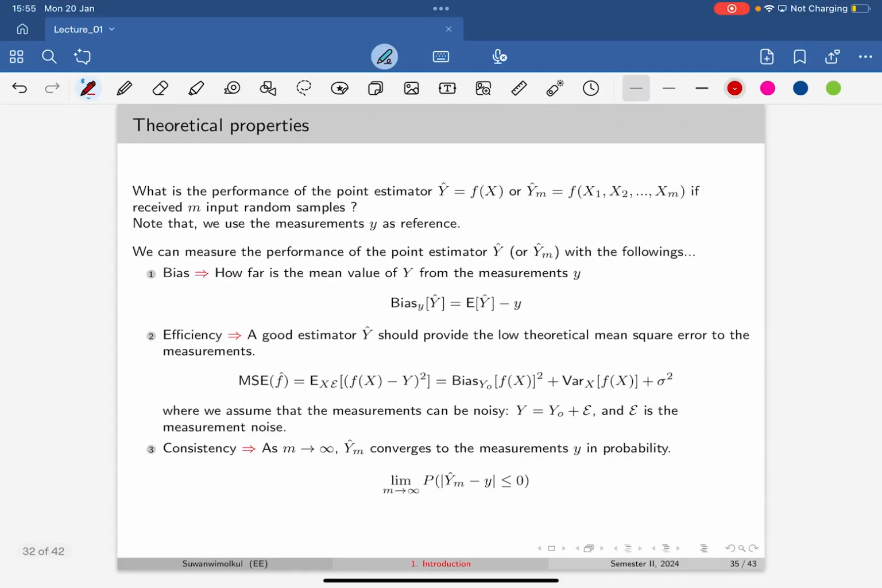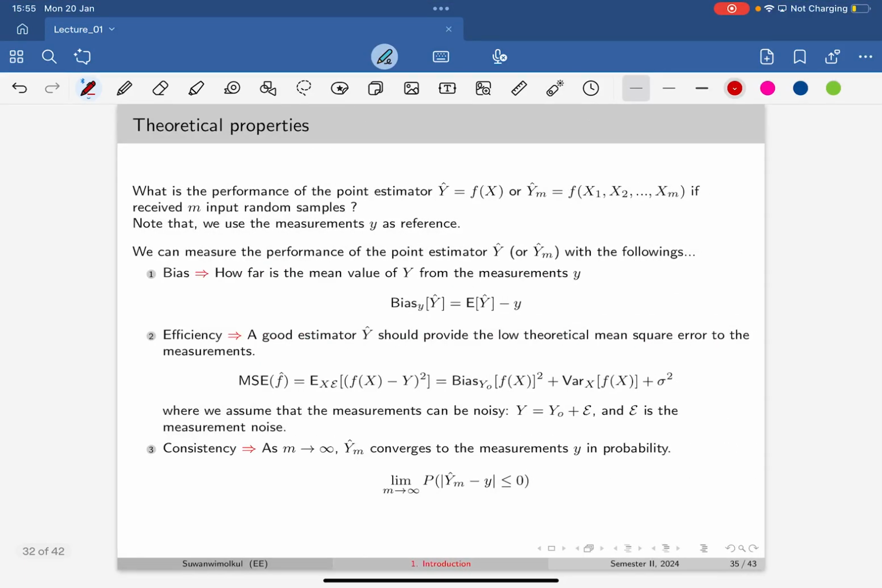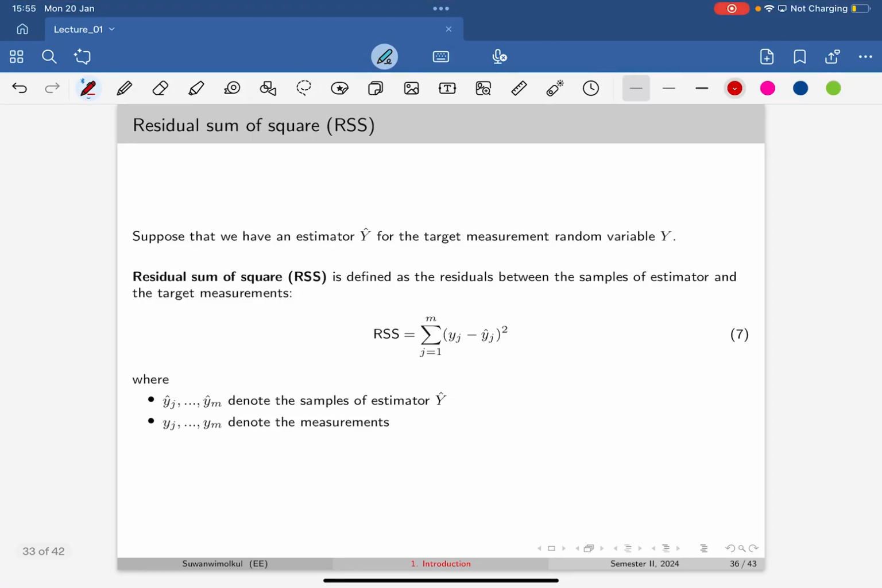By the way, before I go, all of these empirical evaluations are for the regression task. That is our first task. If we have a regression model, these are the evaluation metrics that we may use to judge the model performance. This is the theoretical performance. I'll skip it first. Let's go to the empirical one.